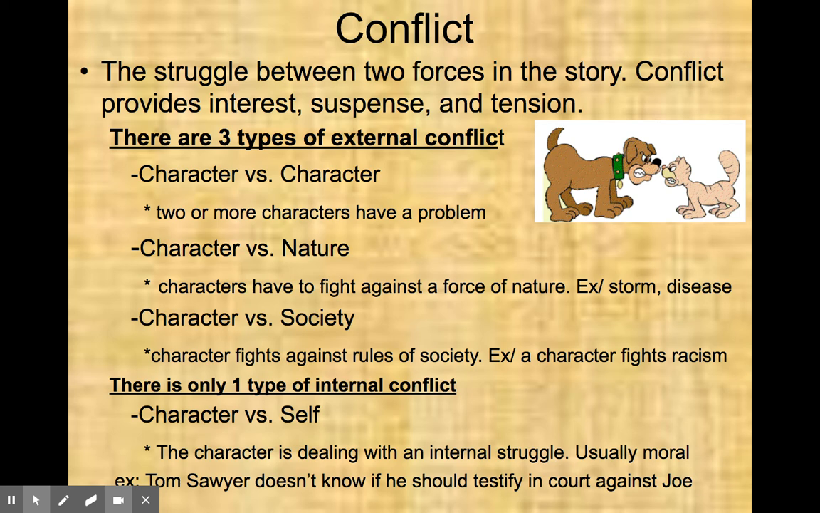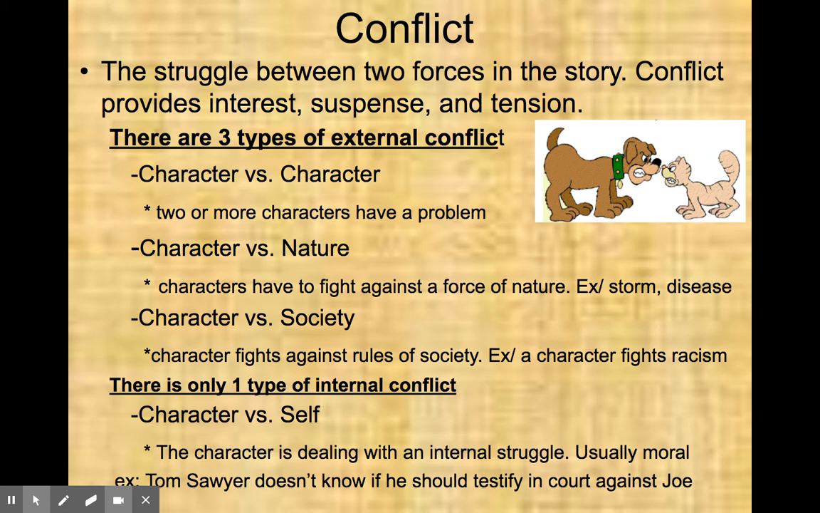Character versus nature. That's when characters have to fight against a force of nature. So a hurricane, a tornado, a storm, a disease, a pandemic. All of those are examples of the character having to fight against nature to survive.